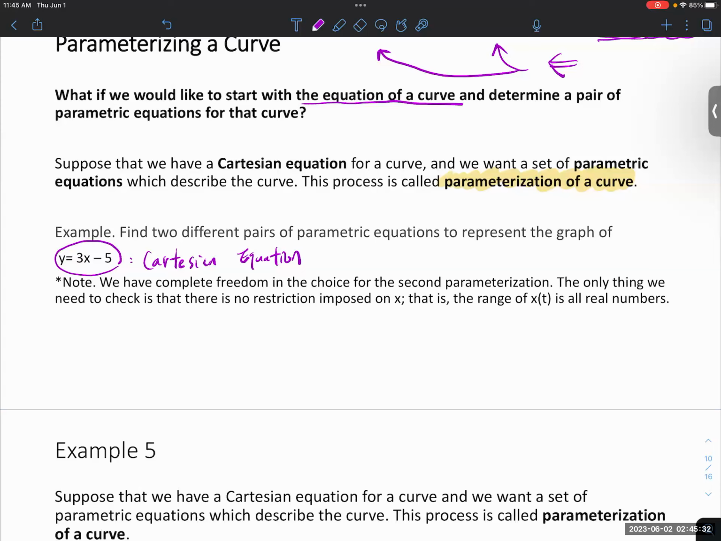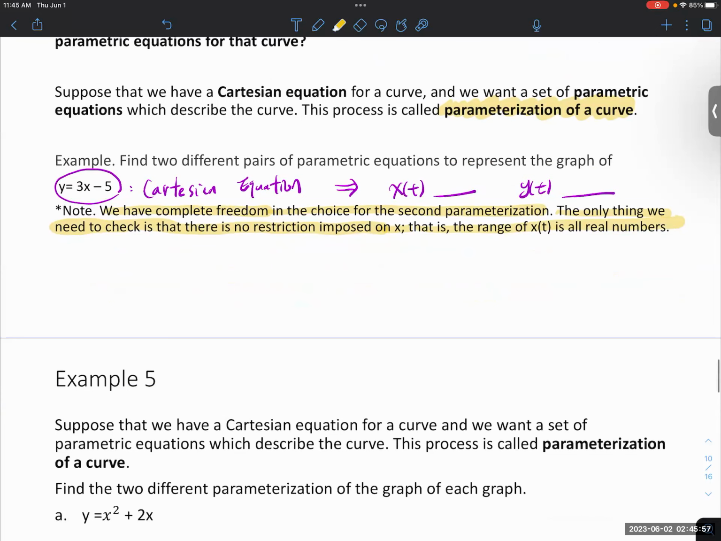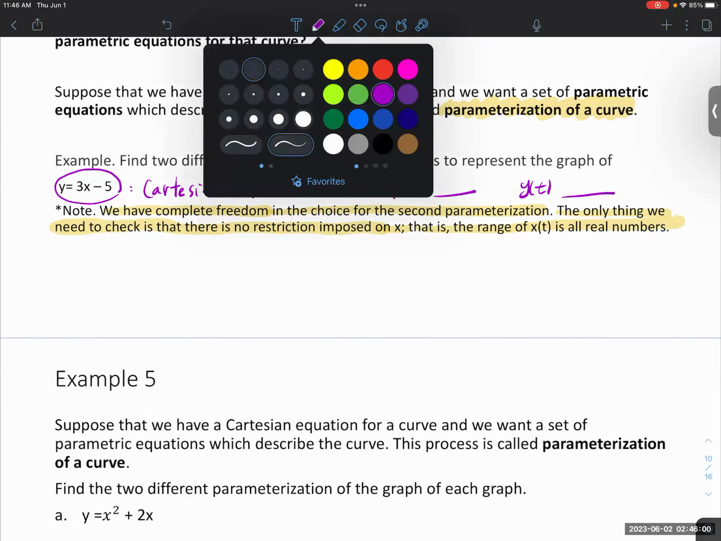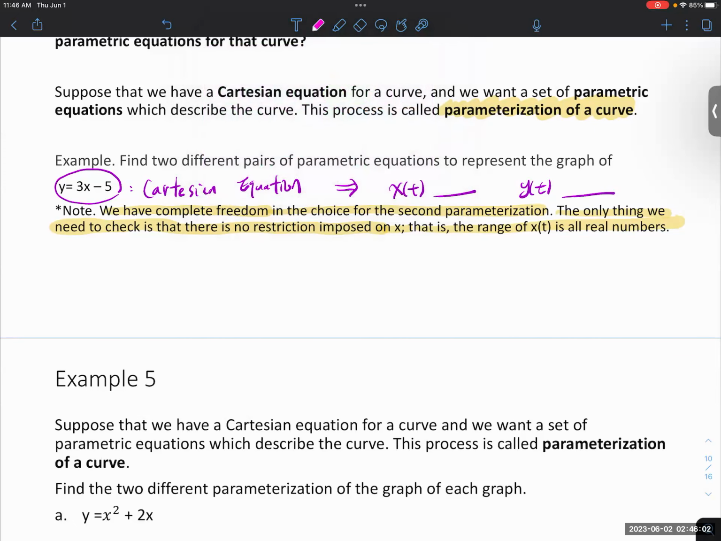And then I want to know what the x function, what the y function was. Just be aware, we have complete freedom in the choice of the second parameterization. The only thing we need to check is there is no restriction imposed on x. That is, the range of x of t is all real numbers. So to find the x and y functions, you have 100% freedom to choose whatever it could be.